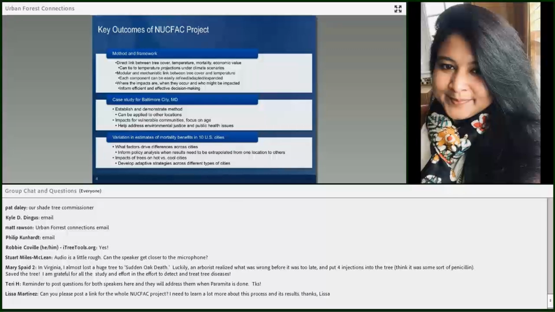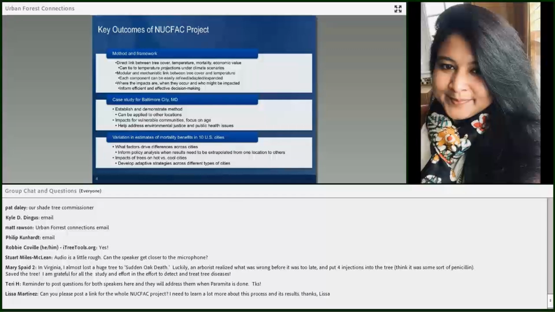And so just also looking at where are the impacts, when do they occur, at what point during the season, who might be impacted, all of these questions are really important for efficient and effective decision making. And so that was the first piece of it, and it's really a lot of the meat of the work is there.